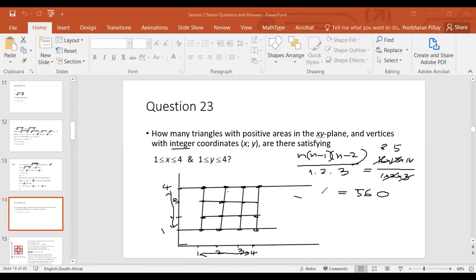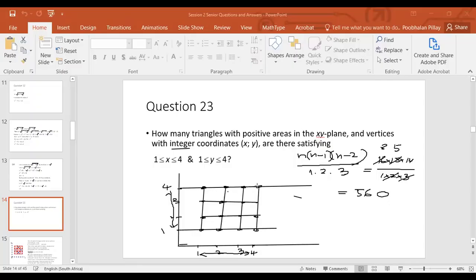Now, the problem now is you have to take away from these those which are not allowed to choose. I'm not allowed to choose 3 points which all lie in a straight line. I'm not allowed to do that. It means I'm not allowed to choose 3 points from here. So how many cases are there which you have to reduce from here?